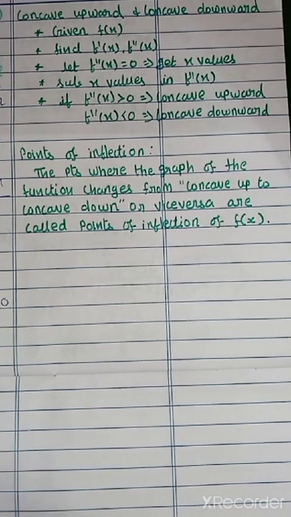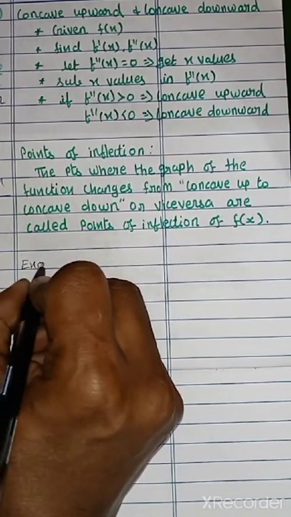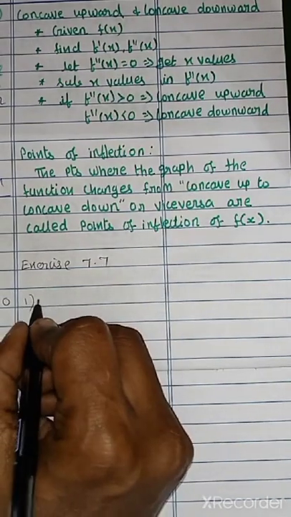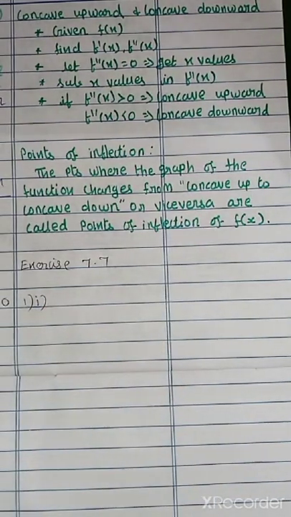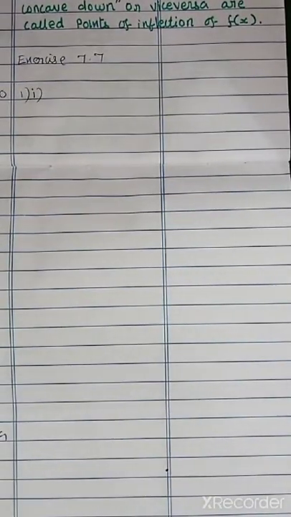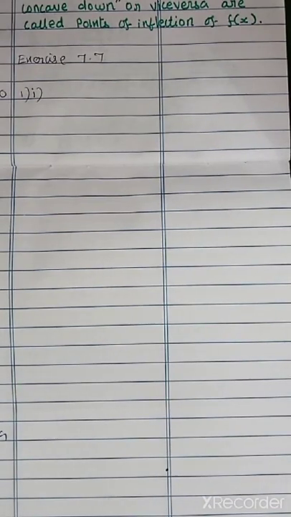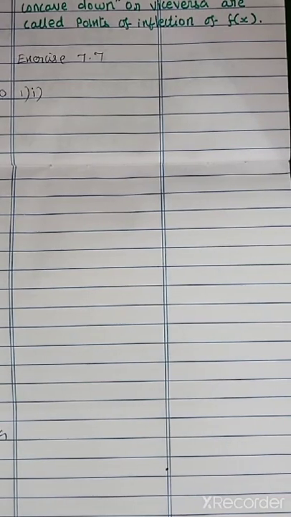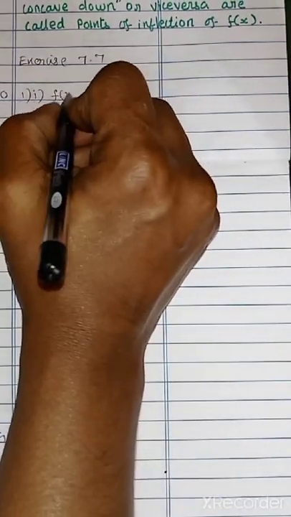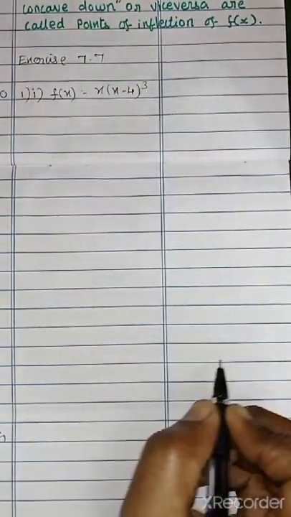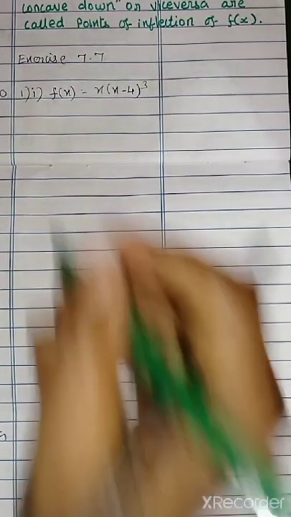Take your exercise 7.7, first problem. What is the question? Find the intervals of concavity and point of inflection. Both we are going to find. Now take your first problem: f of x equal to x into (x minus 4) the whole cube. What we are going to find out here is that f of x is given.